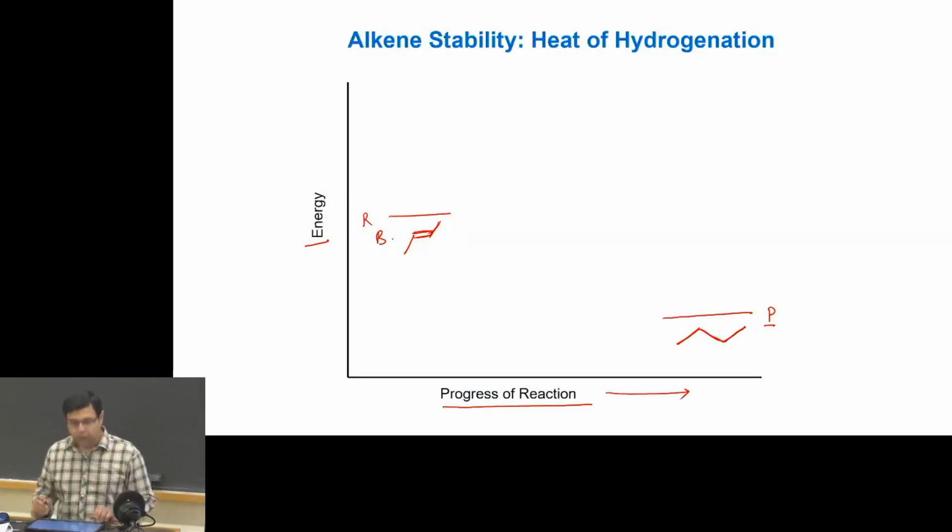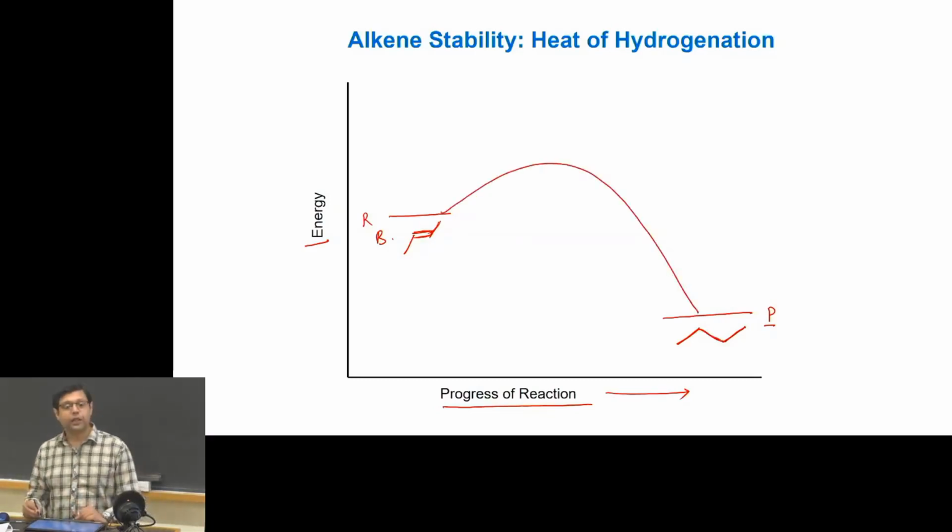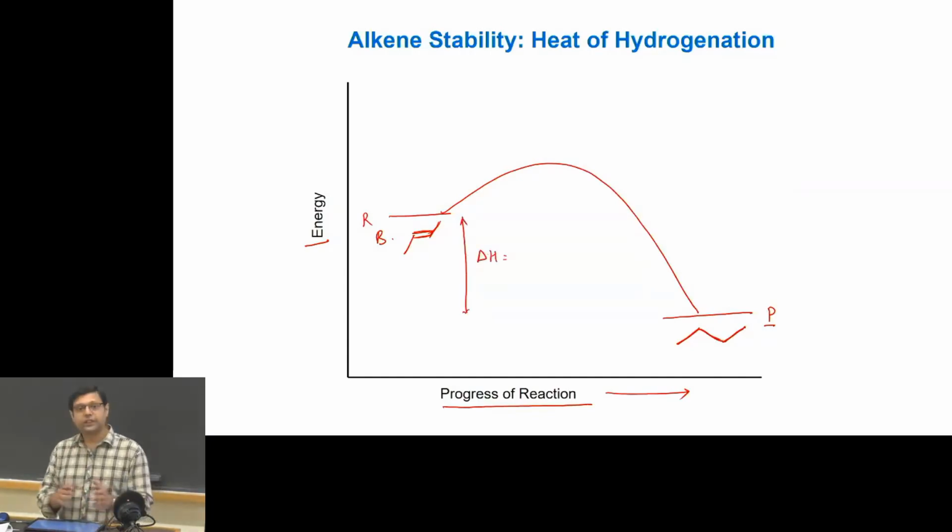All right. Now if I draw the graph, this is the graph for the reaction, and the delta H is the difference in energy between products and reactants. And for this reaction, for compound B, the value is minus 116 kilojoule per mole.